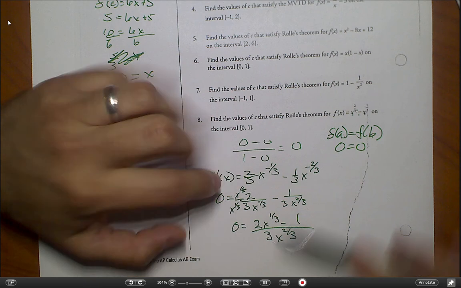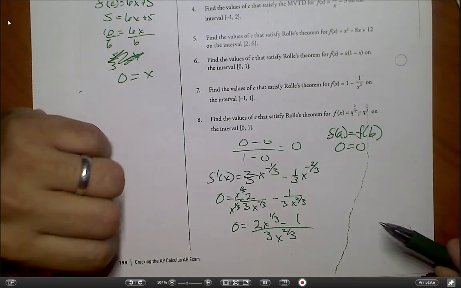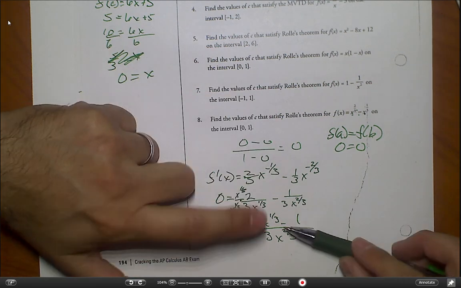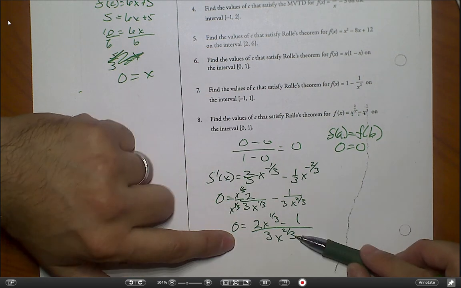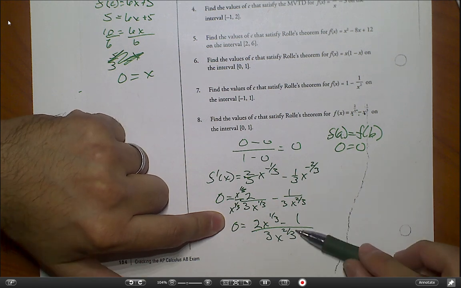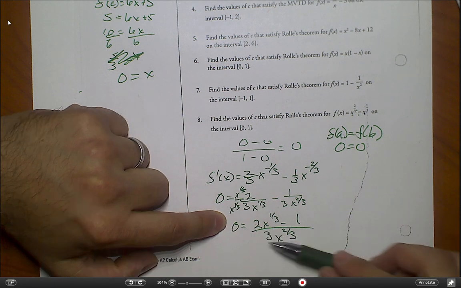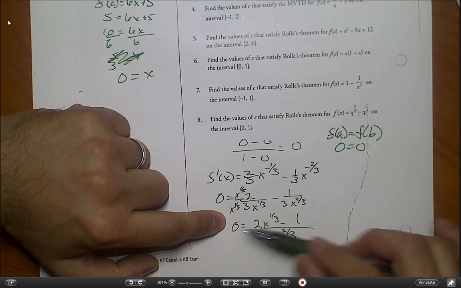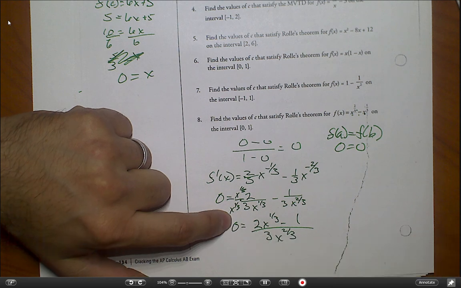Okay? So we have everything we have there now, right? So now, since it is a common denominator, I can get rid of my entire denominator, thanks to this 0, by multiplying both sides by 3x to the 2/3. Okay? Because 0 times 3x to the 2/3 should give me 0. So that's going to wipe out that little nasty.